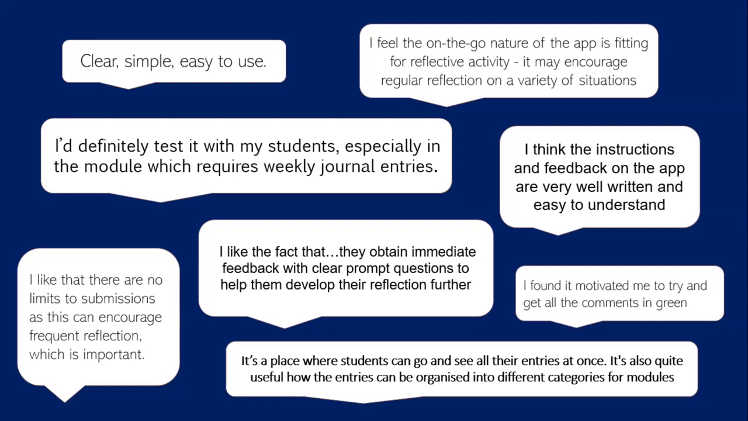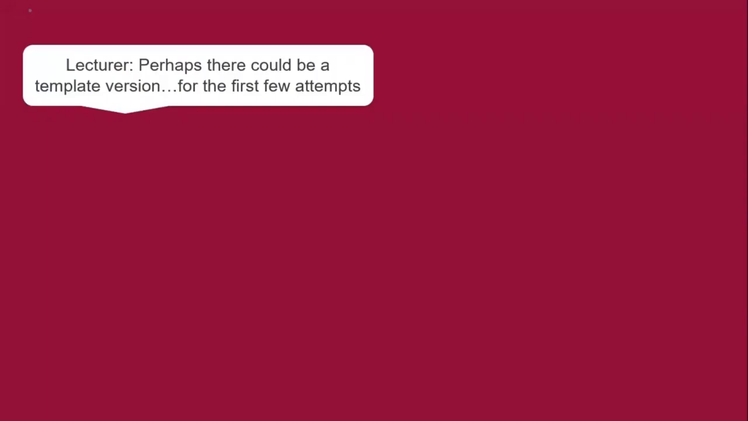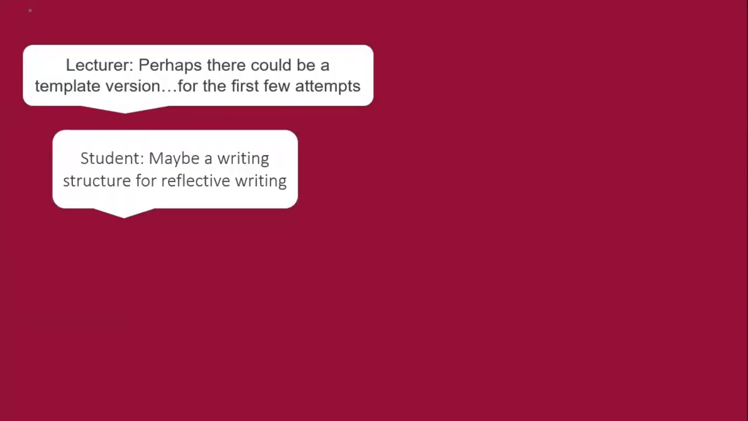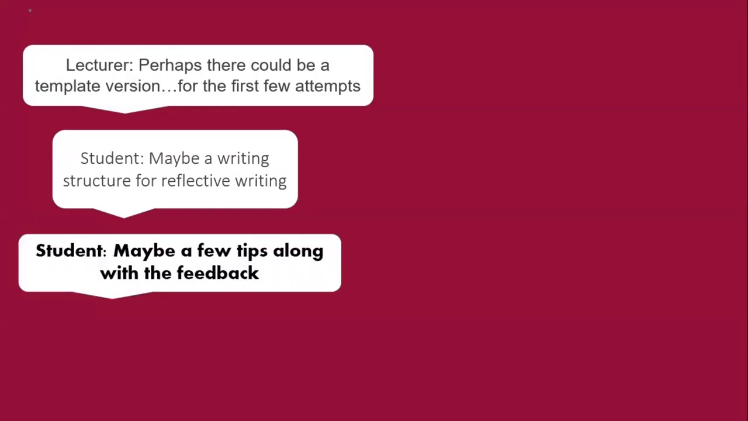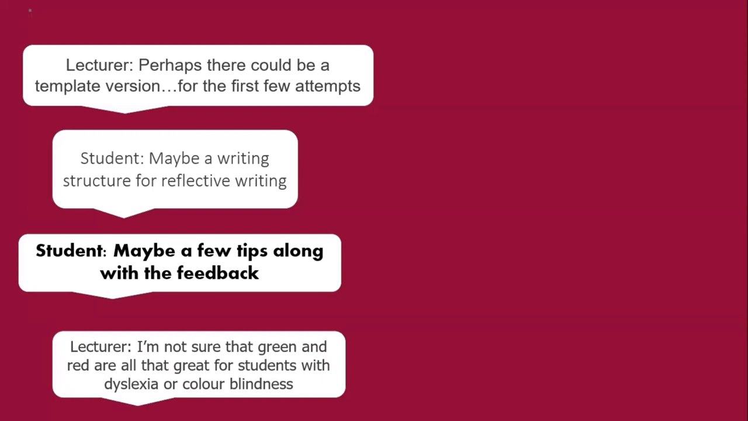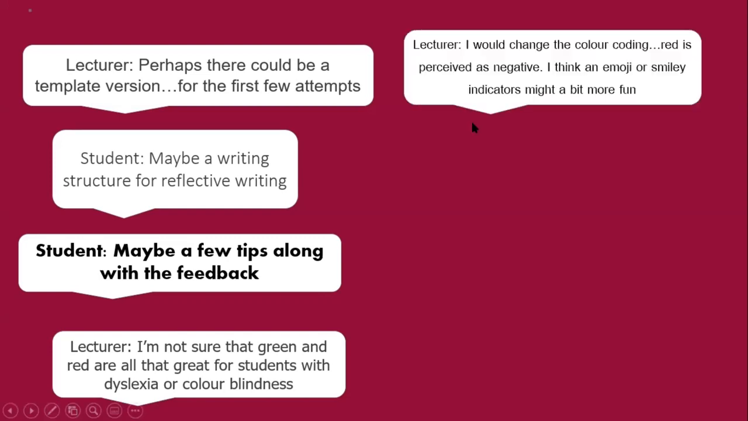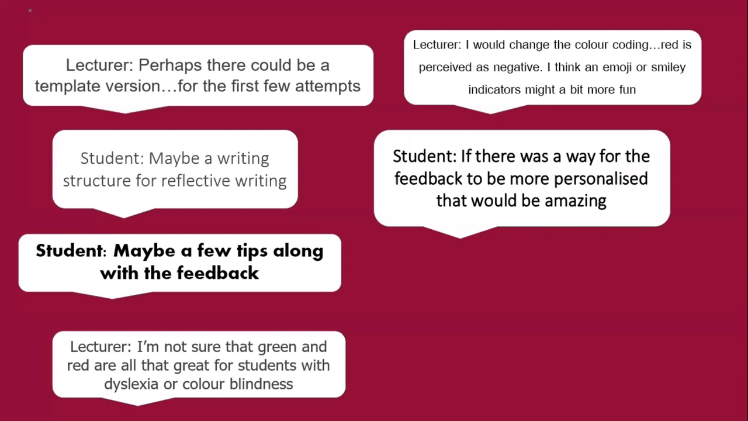We also asked for some suggestions on how we could improve on the app. And here you can see some of the comments. This was quite interesting, the suggestion for a template, and the student also commented on something similar. So obviously they felt that there was a need for more support with the reflective writing. A comment on the colours as well. That's something that's very important to think about because we did use green and red. And the comment there about the red could be seen as a little bit negative. These are all things that we can think about and are going to be very useful in developing it further.